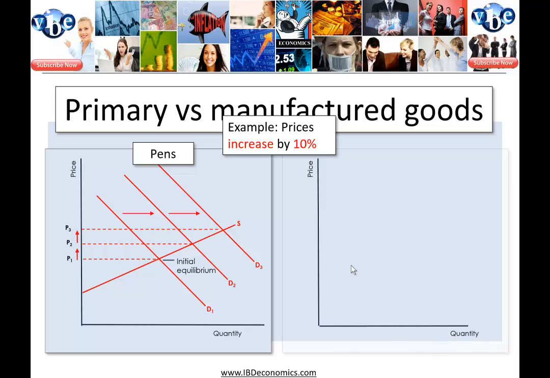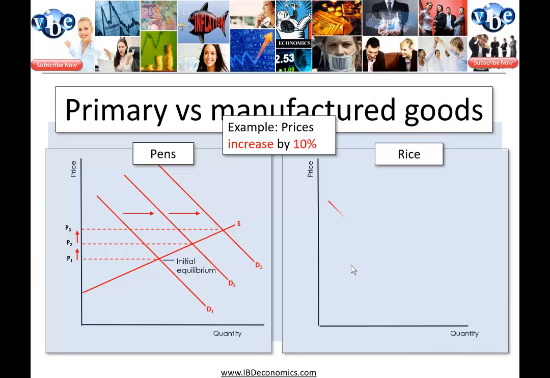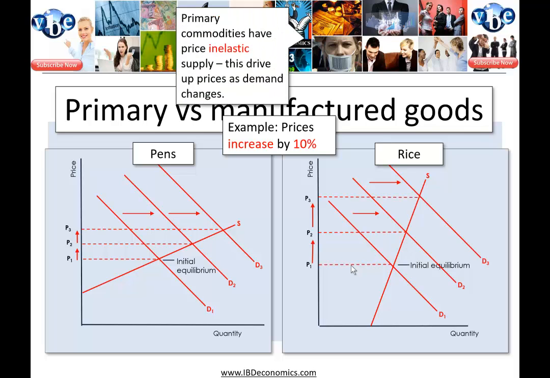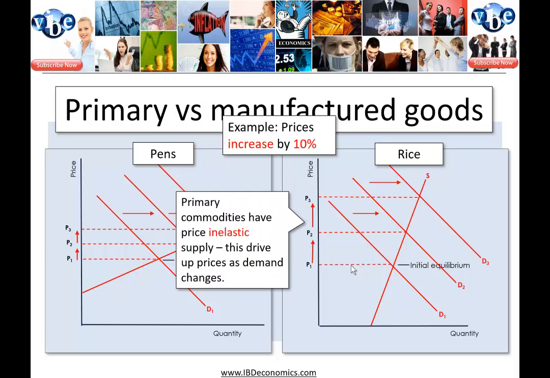Not so for our primary goods. Again, the example is rice. Inelastic supply. Now each successive increase in demand is going to lead to a large price change. Because supply is inelastic, it can't be changed relatively easily. These primary commodities have price inelastic supply. This drives up prices as demand changes. And conversely, if demand decreases, prices fall really quickly.